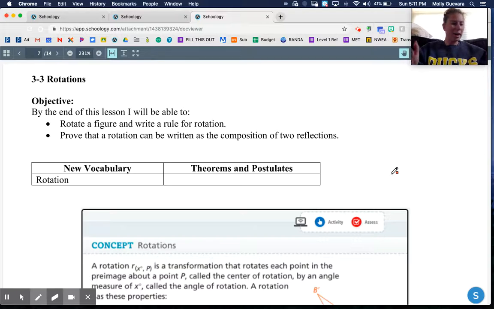Welcome back, guys. We're going to look at 3-3 today, which is our third type of rigid motion, rotations.